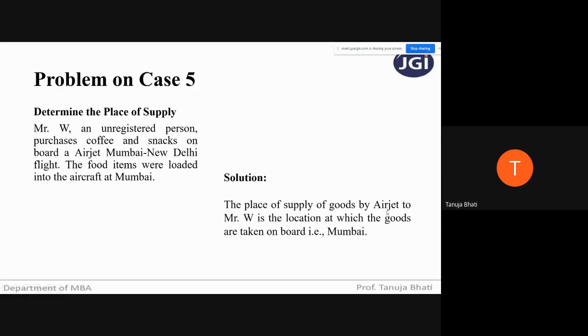The place of supply of goods by airjet to Mr. W is the location at which the goods are taken on board, in which the goods are taken in the particular airjet, flight or train. So that is Mumbai. So Mumbai is the place of supply. Now, we have understood section 10 of the IGST Act, where we saw what is the place of supply in respect of goods where both the recipient and the supplier are located in India. We have seen all the 5 cases along with examples.